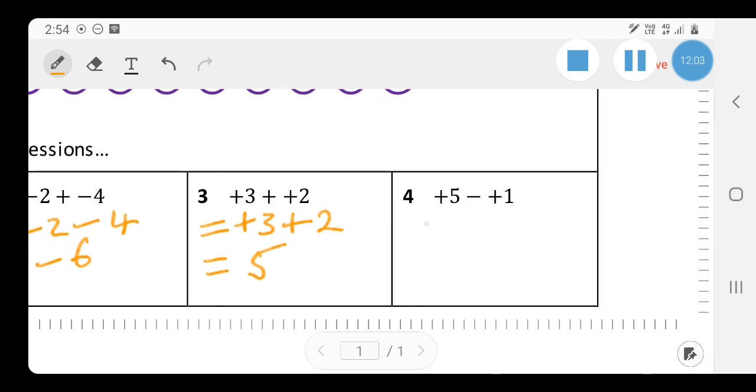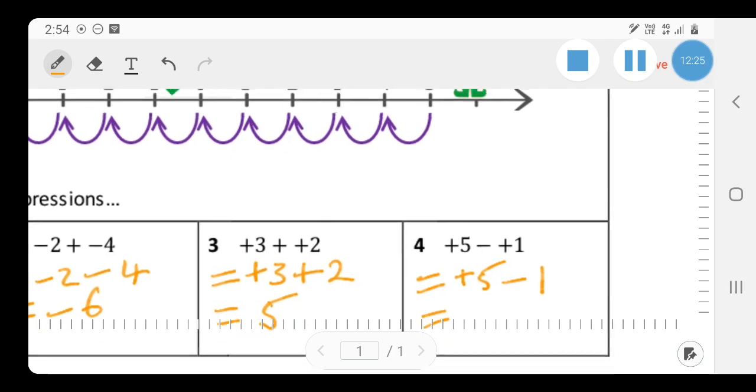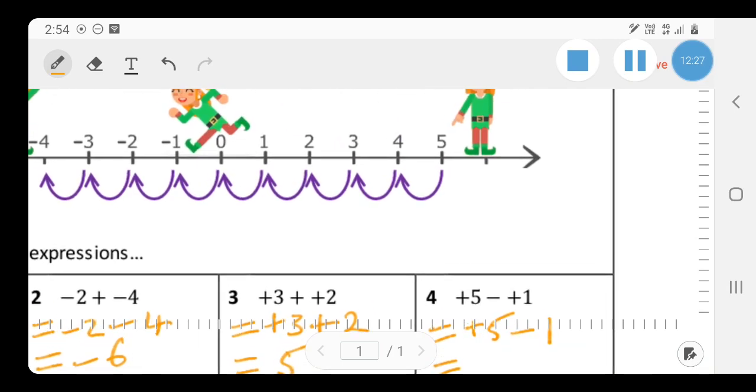And lastly, +5 minus +1. So that equals +5 minus 1, because minus plus should be replaced by a minus. So 5 minus 1. Well, that's another one we don't need the diagram for, isn't it? 5 minus 1 is 4.